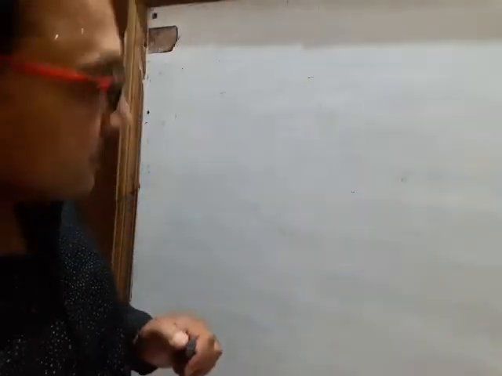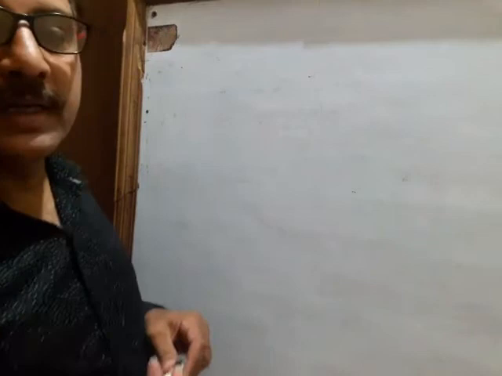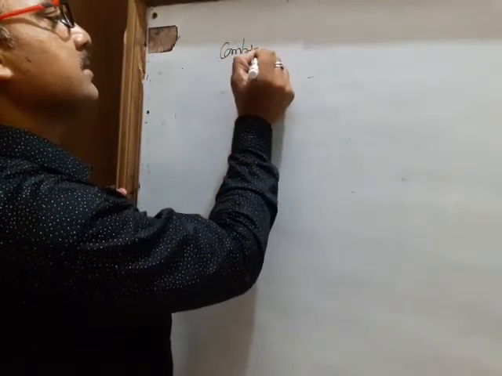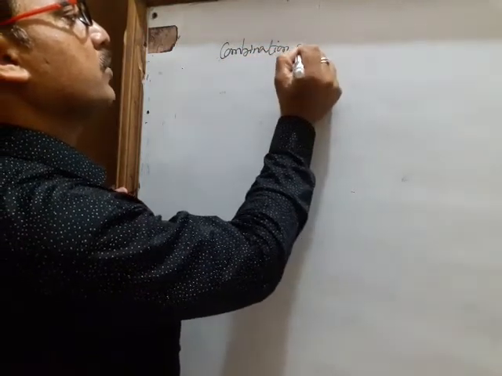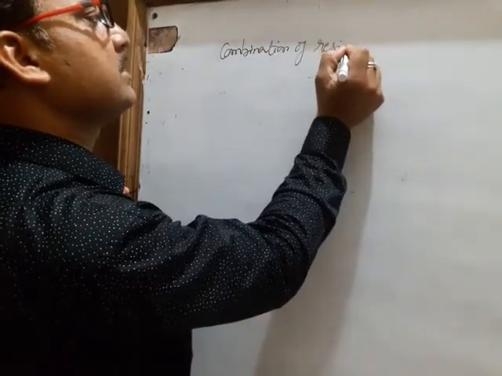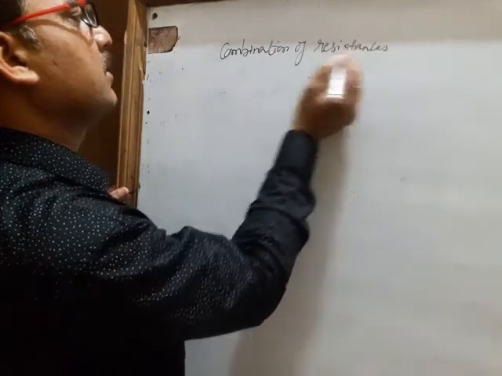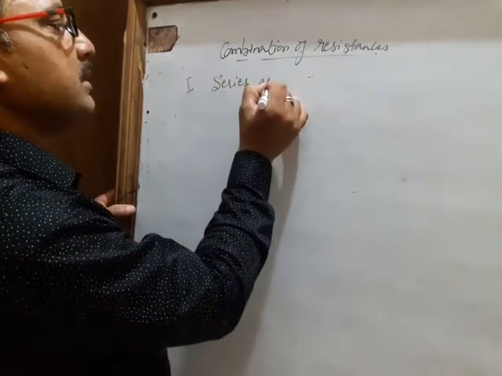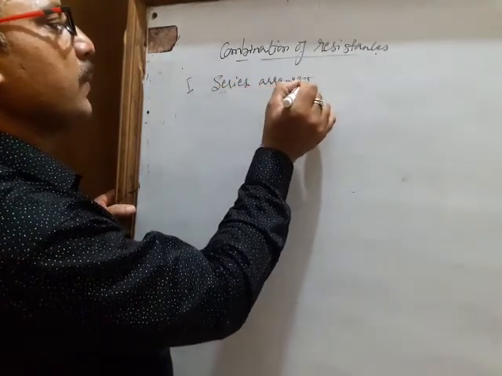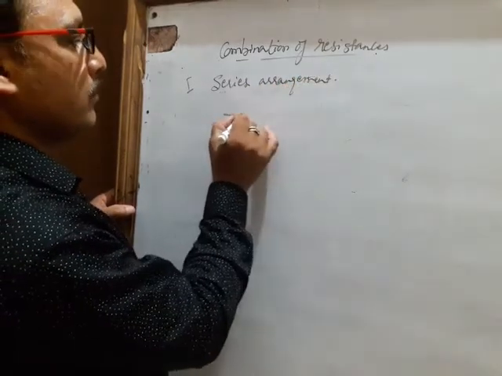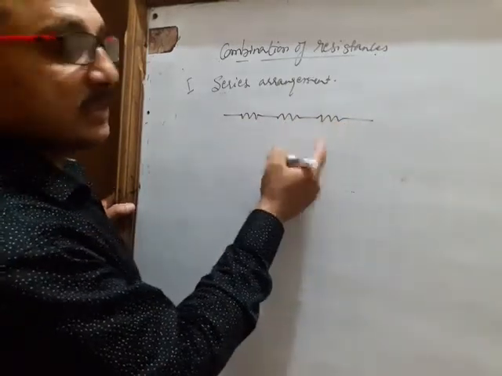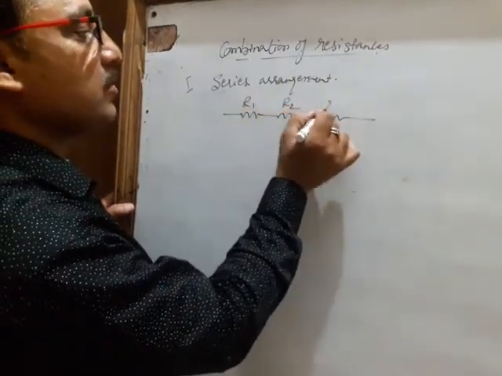Now you can take the combination of resistors. Very interesting topic, combination of resistances, you can say. First one, series combination or series arrangement. Suppose these are the resistors which are connected. This is how we connect in series. This is R1, this is R2, this is R3.